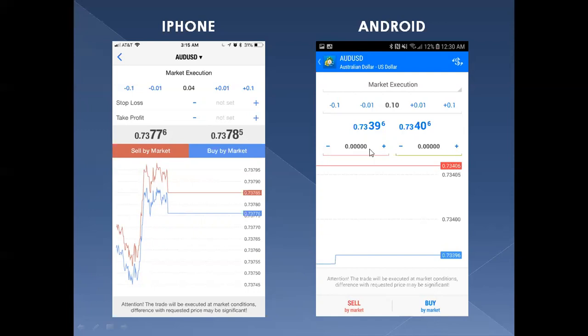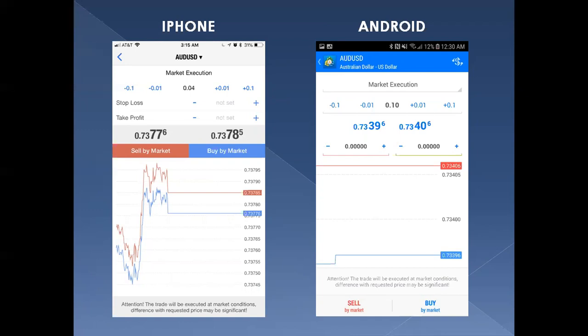For my stop loss, if I'm going 20, I may risk 30. I'm going to subtract 30. 0.73106 is going to go in my stop loss. So for my profit, I'm adding the pips I want. For my stop loss, to protect it, I'm going in the opposite direction and just subtracting how many pips I'm willing to lose. 0.73106. And then because you're placing a buy, boom, you hit buy, or for iPhones, you hit buy by market. That's how you place a market execution with confidence.